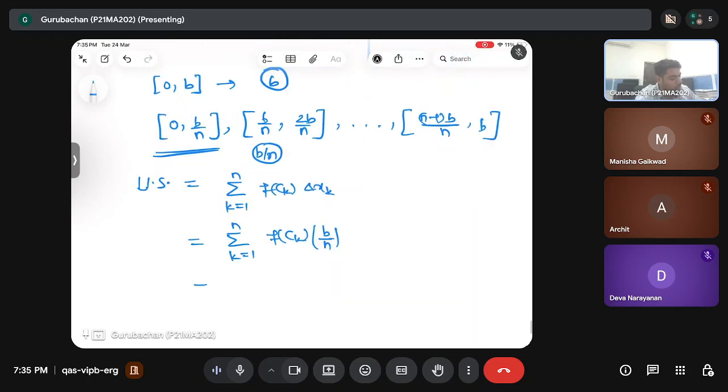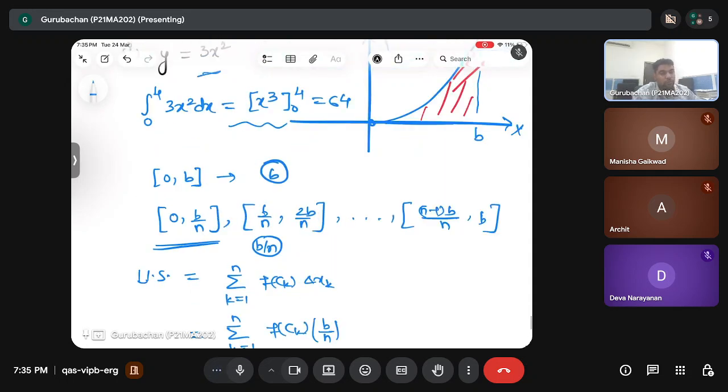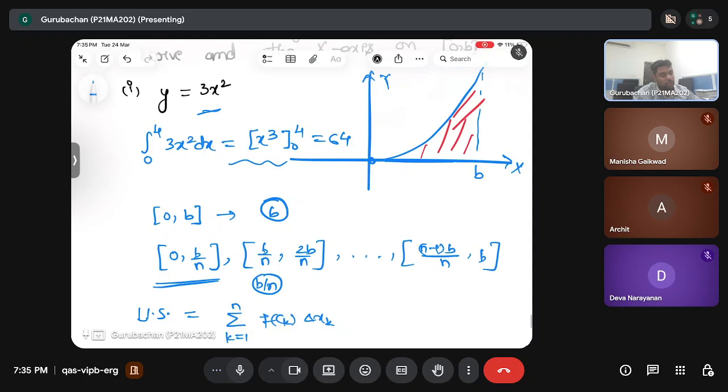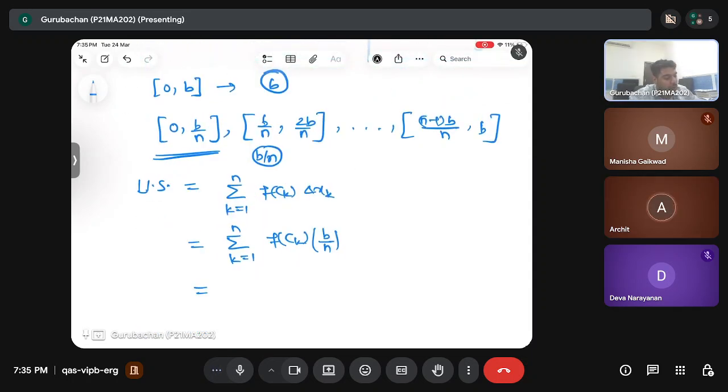So what will be the left? F of ck. In the first interval, what is the maximum value? It's an increasing function, na? 3x square. 3x square is increasing function or not? Yes, sir. So it will take the maximum value at the right end point, correct? Yes, sir.